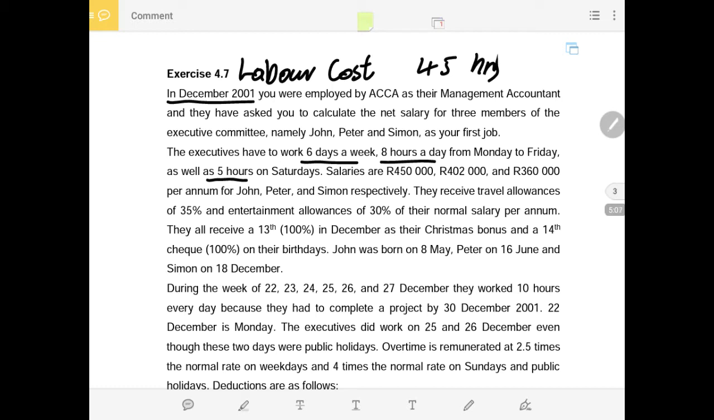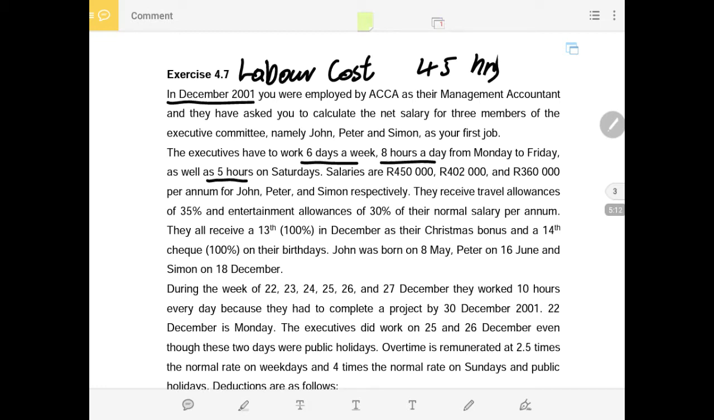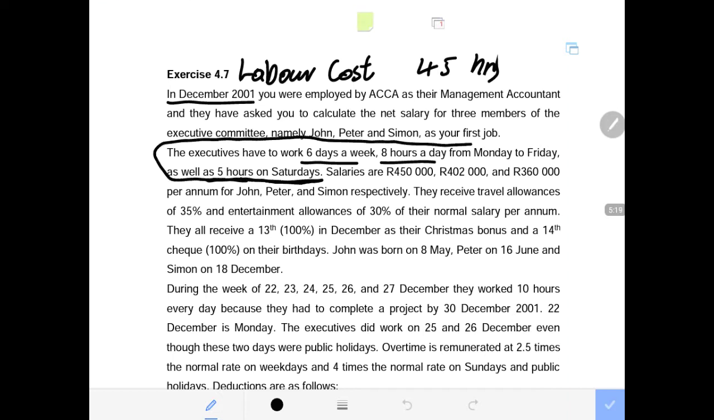Now, we are done with the normal hours, which is Monday to Friday, 8 hours, and Saturday only 5 hours. So if these three employees, or one of them, work these hours, they don't get overtime. But the minute they work more than 8 hours between Monday and Friday, and more than 5 hours on Saturday, then these hours are classified as overtime that needs to be paid.